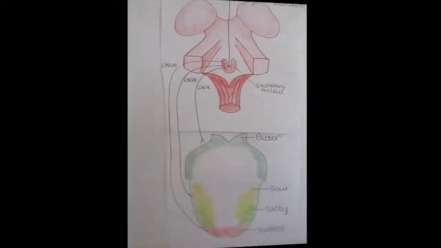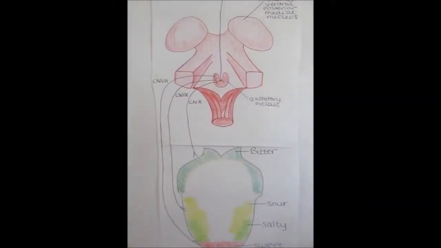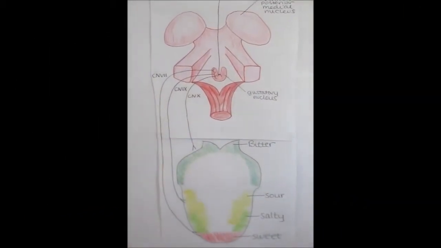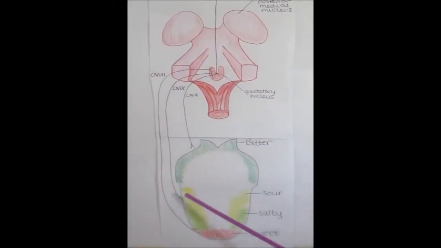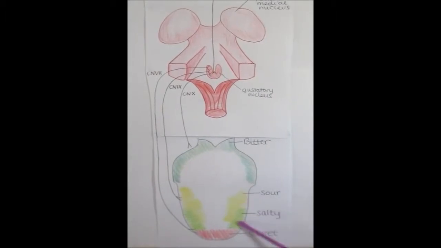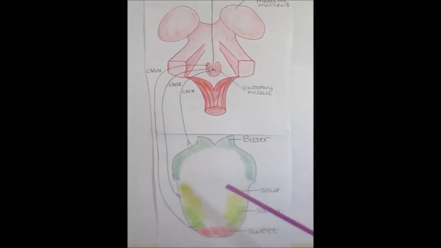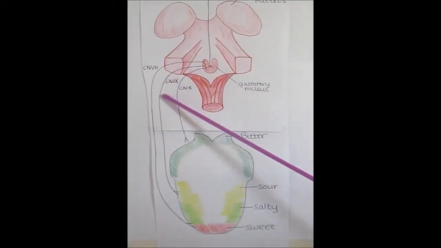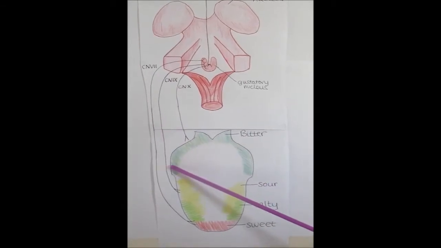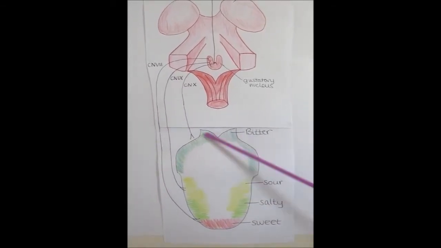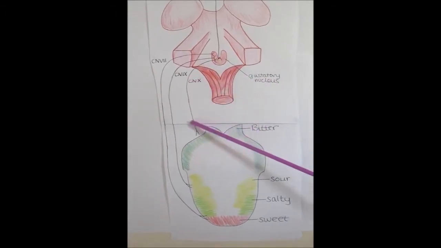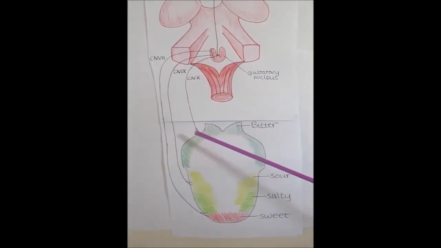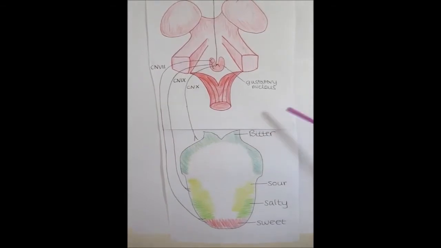There are 3 main cranial nerves involved in transmitting the signal of flavour from the tongue. These are the facial nerve, cranial nerve 7, transmitting the signal of taste from the anterior 2/3 of the tongue, the glossopharyngeal nerve, cranial nerve 9, transmitting the sense of flavour from the posterior third of the tongue, and then the vagus nerve, cranial nerve 10, transmitting taste from the glottis, epiglottis, and the pharynx.